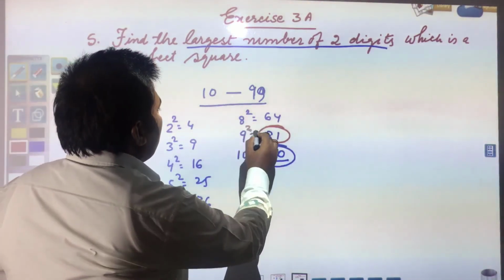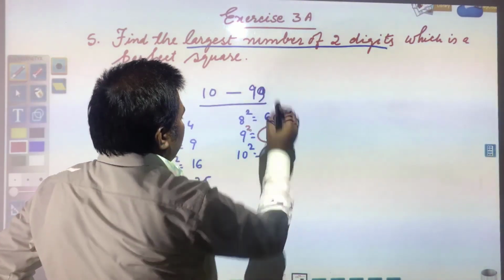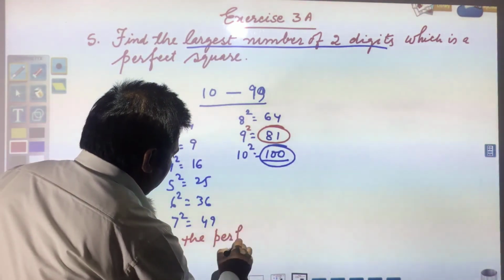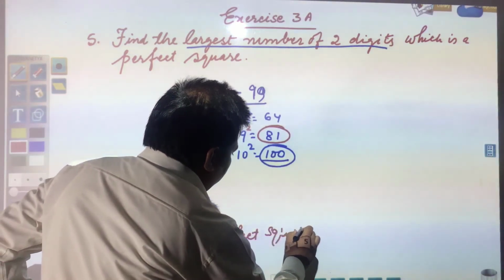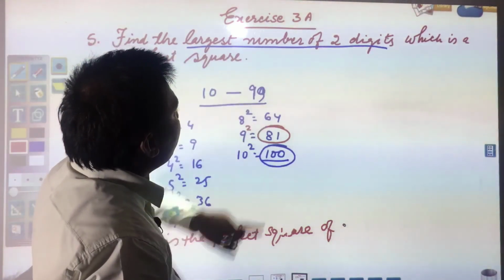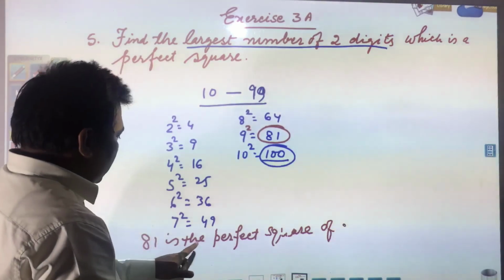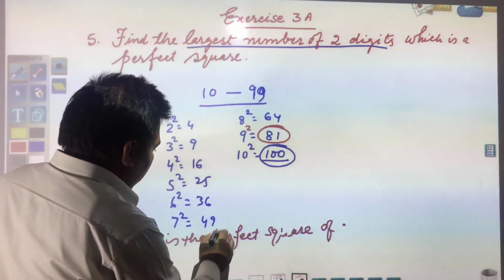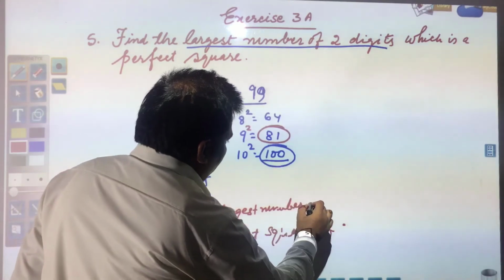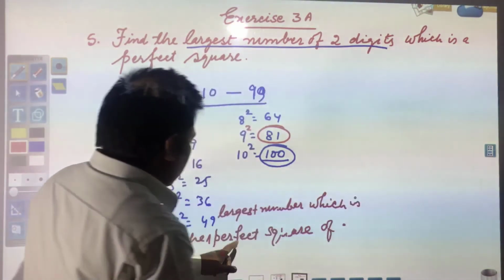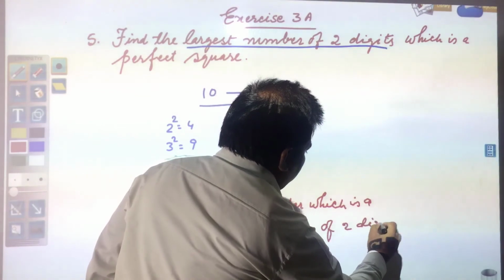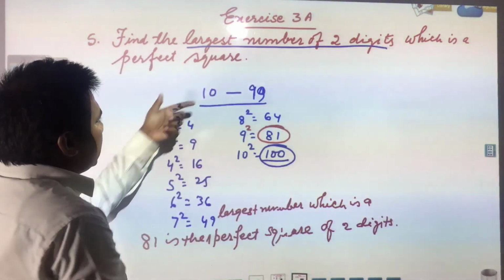So your answer will be 81. 81 is the largest number of 2 digits which is a perfect square, and this will be your answer. So like this you need to find out.